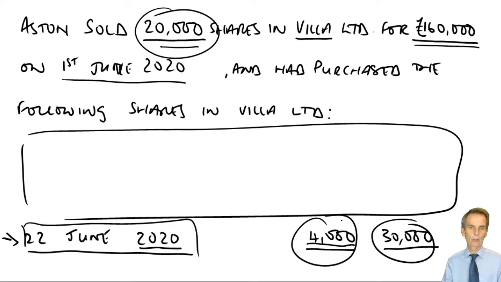Remember, you've got to know your share identification rules. When you sell shares, were any acquired on the same day, in the following 30 days, or finally within the share pool?